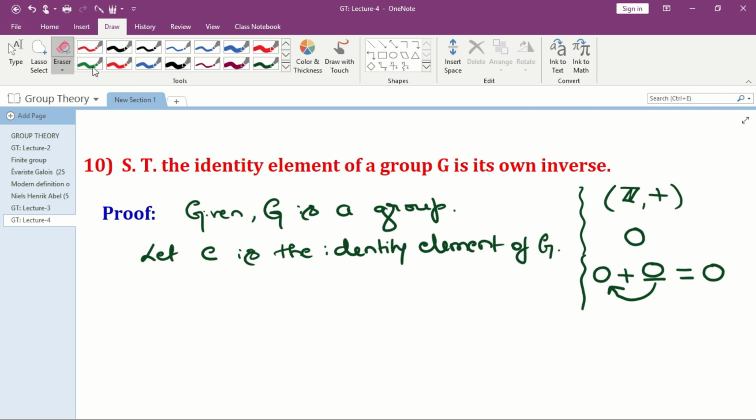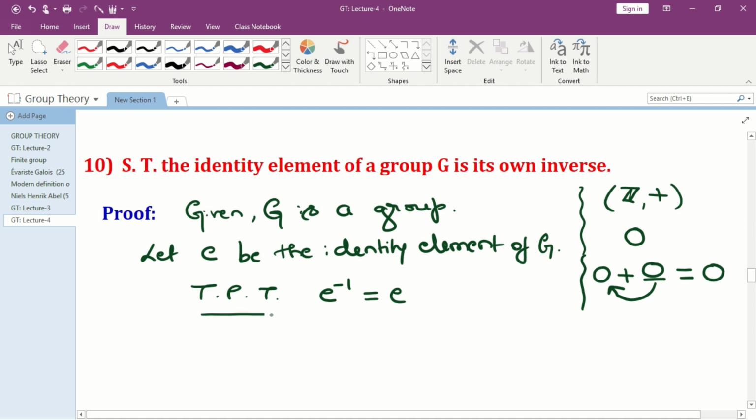So instead of is, we shall write B. Okay. And next, what do we have to prove? The inverse of identity is itself. That means E inverse is equal to E. Okay, we have to prove it like this.